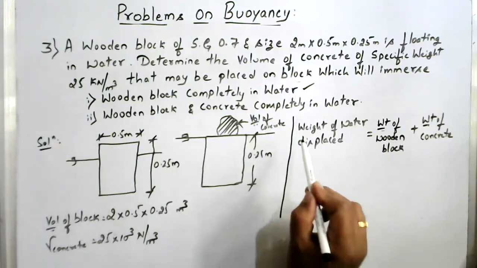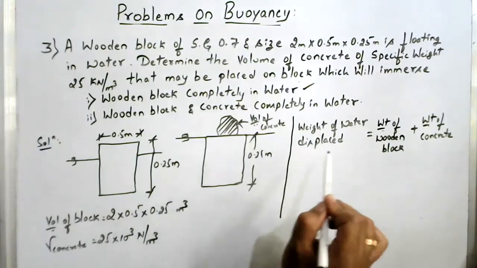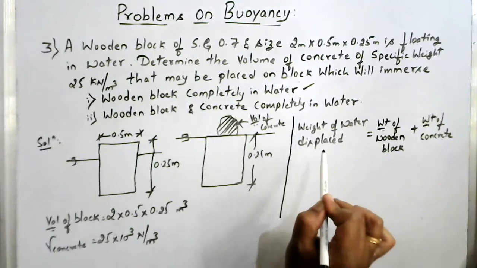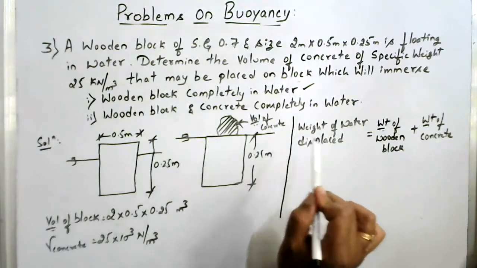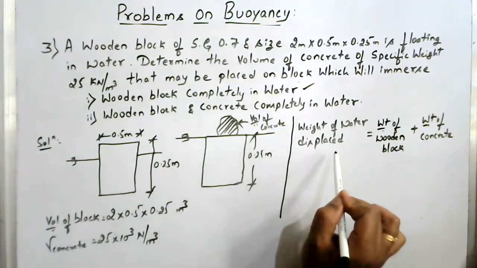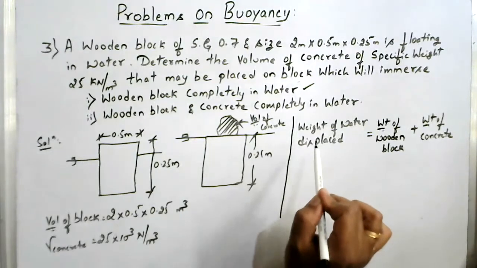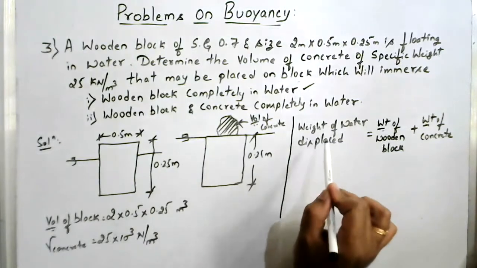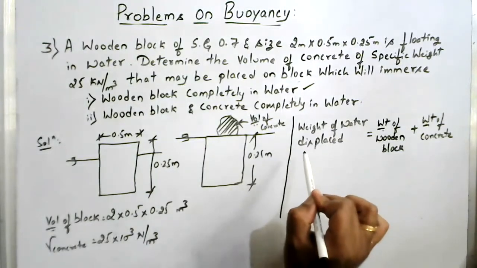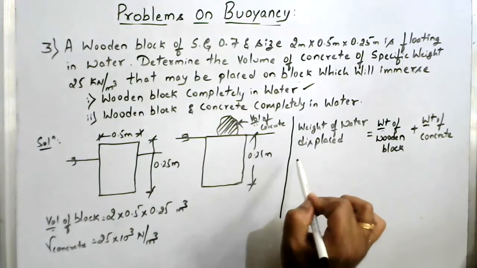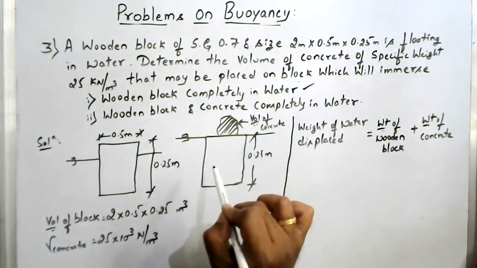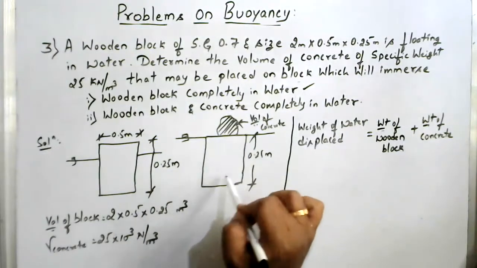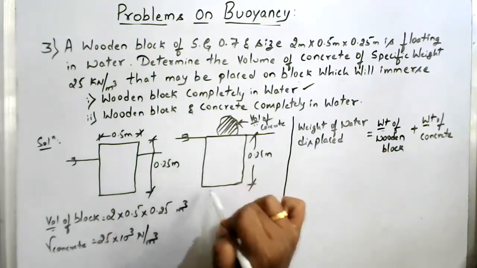Okay, so what is the weight of water displaced? Be careful, the weight of this water displaced is the weight of the water displaced by the wood only. It is obtained by the density of water multiplied by the volume of water displaced by the wood. Why have I taken only the wood? Because only the wood is immersed in the water.